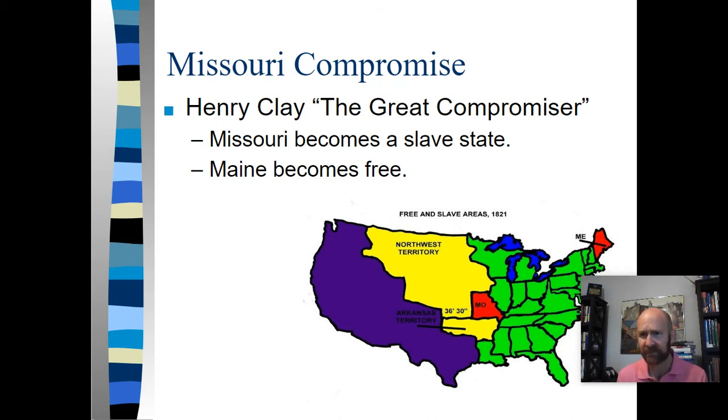Missouri's the exception, obviously, but you could justify that it is below 3630 because of the little boot heel thing there. But we draw that line and say everything above that line has to be free, and everything below that line has the ability to become a slave state. And that's kind of the natural boundary, or close to the natural boundary, for where slavery is profitable and where slavery isn't profitable.